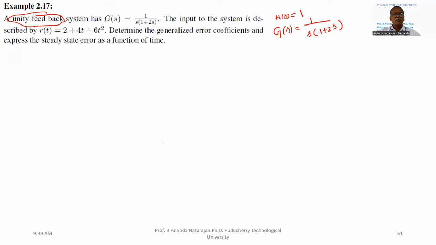The unity feedback system has G(s) equal to 1 upon s multiplied by (1 plus 2s). The input to the system is described by r(t) equal to 2 plus 4t plus 6t squared. Determine the generalized error coefficients and express the steady state error as a function of time.